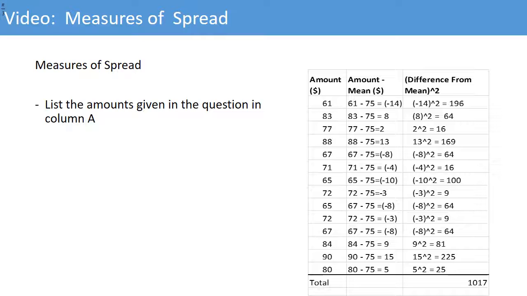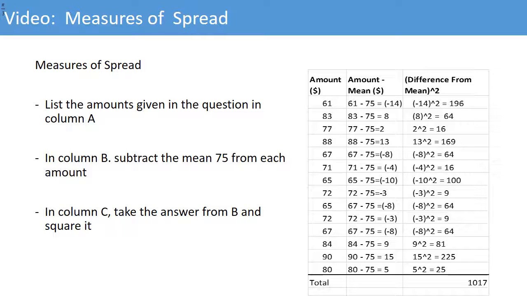List the amounts given in the question in column A. In column B, subtract the mean, 75, from each amount in column A. In column C, take the answer from B and square it. Add the values calculated in C to get the total value.